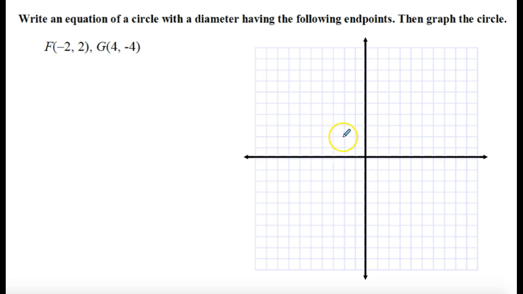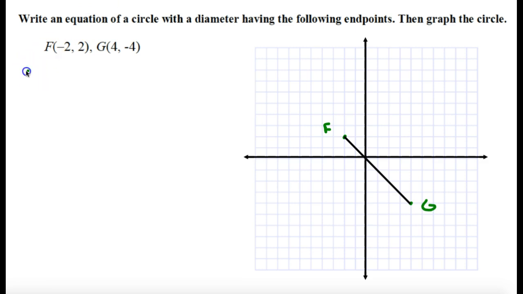So -2, 2, there's F, and then G is at 4, -4. So here is G. So the line between those is a diameter of my circle. So first, we can find the radius of the circle if I find the distance between those and then take half of that. So we want to use the distance formula.